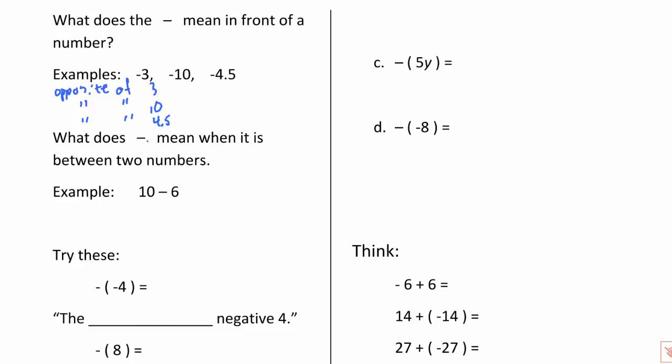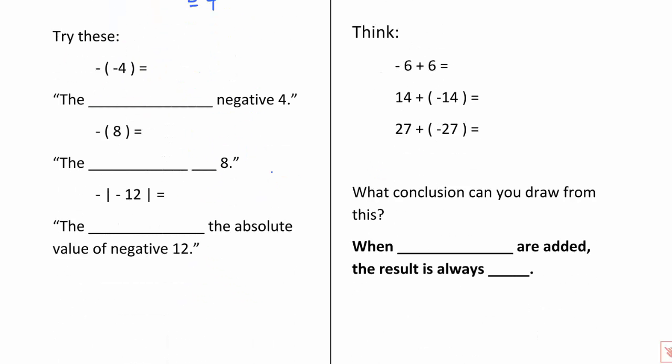What does the minus sign mean when it's between two numbers? 10 minus 6. Well, actually, all this really means is that we have 10 plus the opposite of 6, which is -6. That's really what it means. And if you were to simplify this, 10 plus -6 is 4.